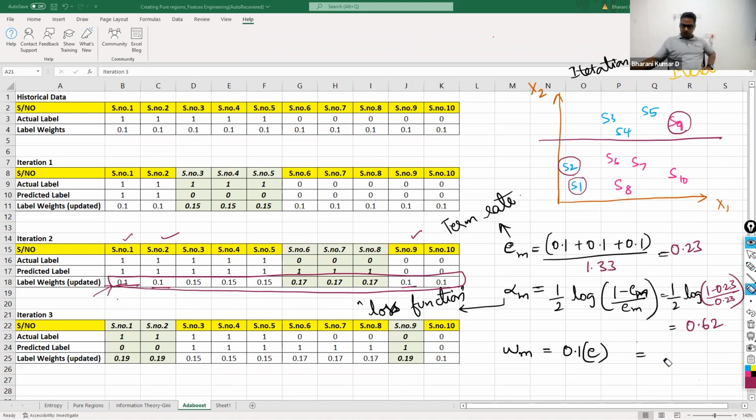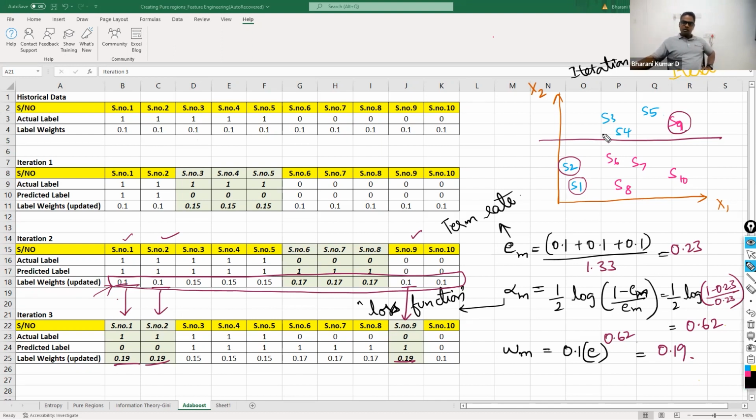So here you give 0.62 and ultimately you get 0.19. So for all these misclassified entries, these three, you change the weights. And this is how the algorithm will continue on and on. And finally, you combine the results of all these classifiers.